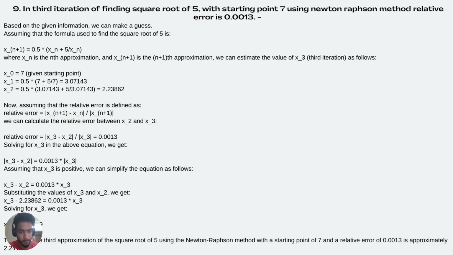And in the end, the third approximation of the square root of 5 using the Newton-Raphson method with a starting point of 7 and a relative error of 0.0013 is approximately this. Okay, let's move on to the last question.